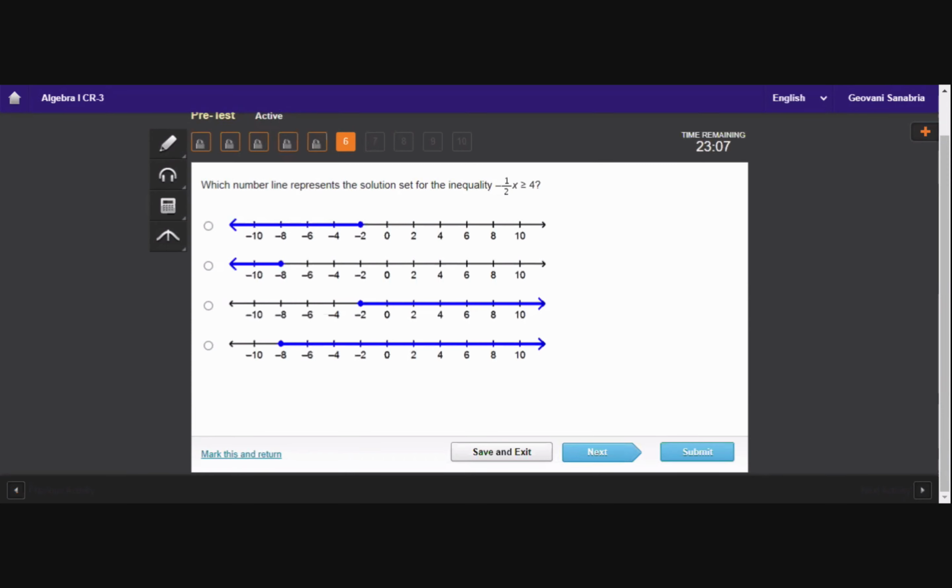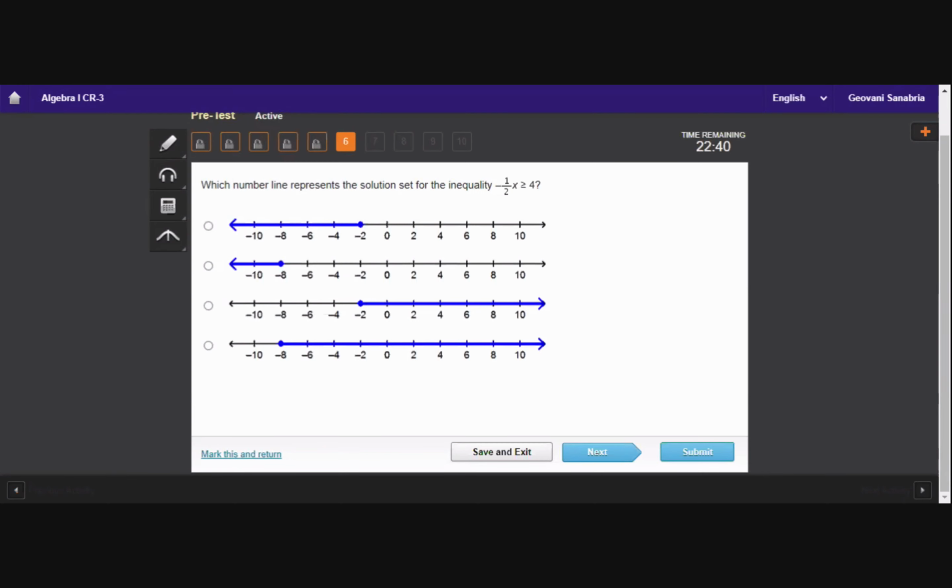So it's still 4 divided by negative 0.5, and so you get negative 8. Negative 8, yeah. So that stays negative 8, but now we flip. So now it's x is less than or equal to negative 8. There you go.